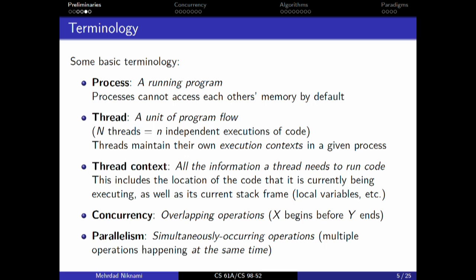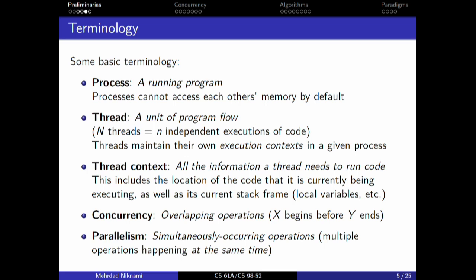Concurrency means you have overlapping operations. So you have two operations where one begins before the other one ends. Let's say you send a network request, and then you send another request, then the first reply comes, then the second reply comes. These are concurrent requests because the second one starts before the first one finishes. But they're not necessarily happening in parallel because you might be only doing one thing at a time.